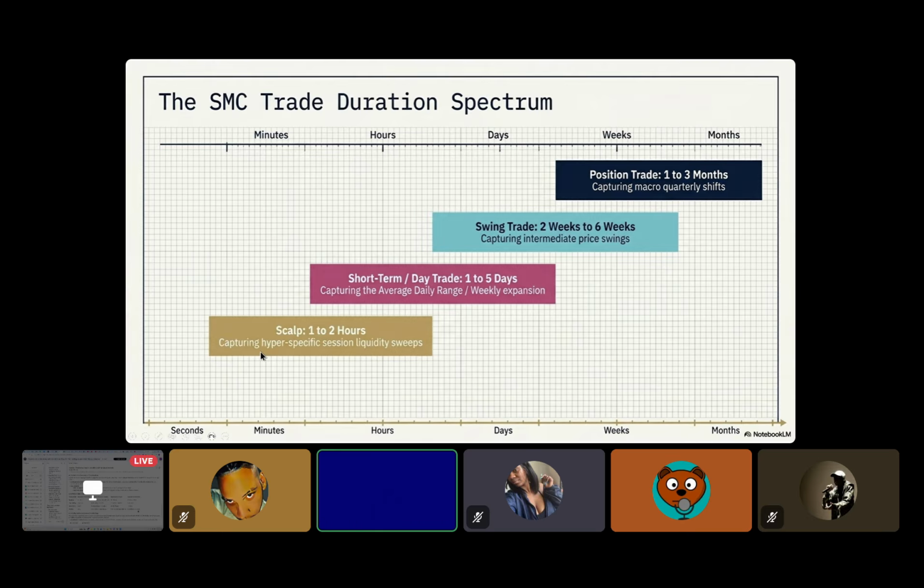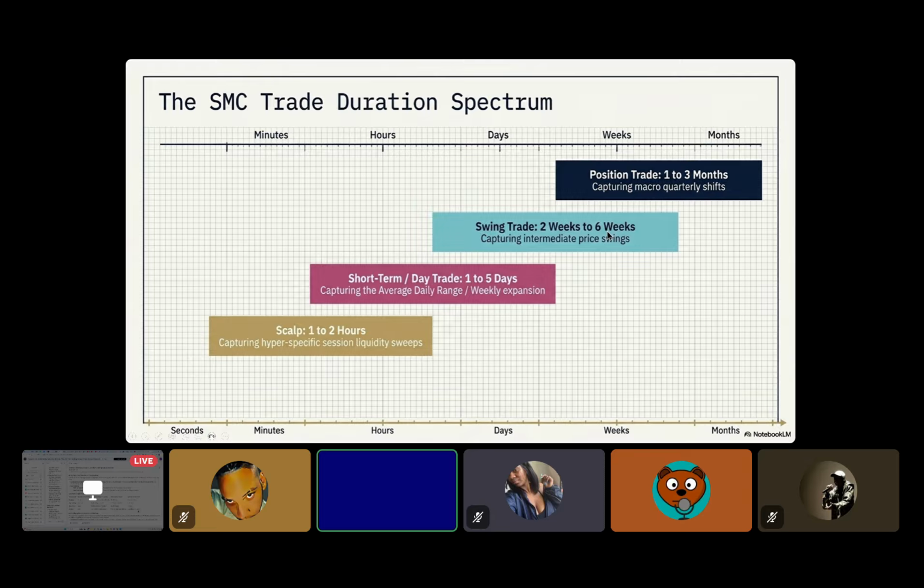So if you're scalping, you're capturing hyper-specific session liquidity sweeps. If you're short-term or day trading, you're capturing the average daily range and the weekly expansion. So that weekly chart is important to you, and even the monthly chart is relevant as well because it'll tell you the overall trend. I mean, all of it is relevant, but you use these things for setups. Swing trading can be 2 to 6 weeks for sure. That's perfectly fine. Capturing intermediate price swings, that's when you get a little bit more money.